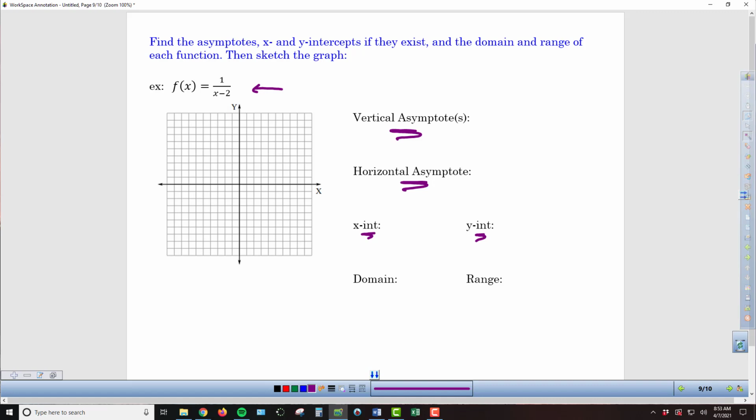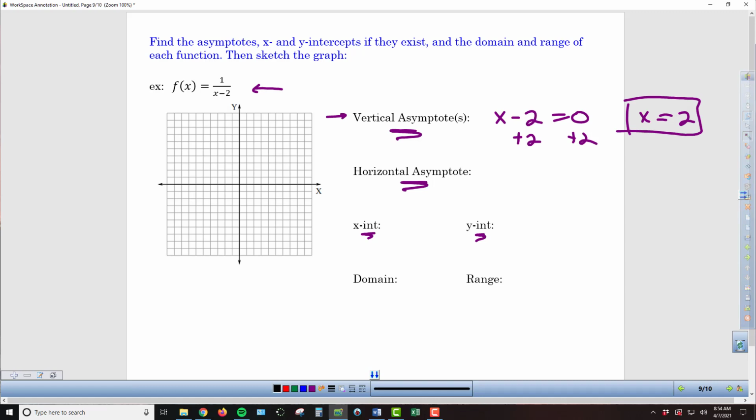So first of all, for the vertical asymptotes, if you'll recall, we find the vertical asymptotes at the values of x that make the denominator equal 0. So I'm going to take the denominator this time, x minus 2, and I'm going to set it equal to 0, and then I need to solve for x. Well, if I just add 2 to both sides, then I just get x equals 2. So that is the equation of our vertical asymptote.